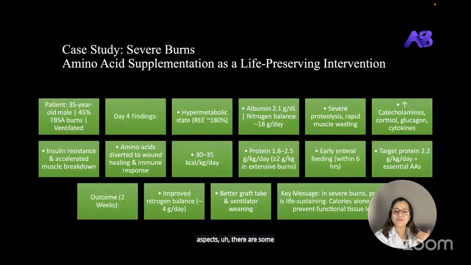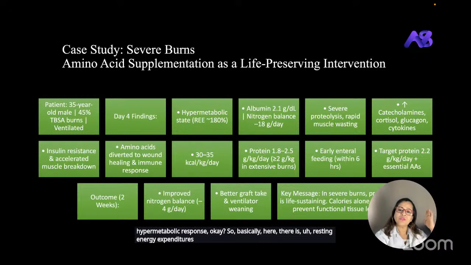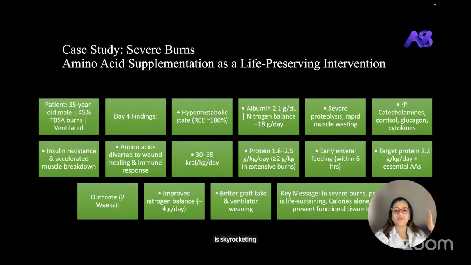There are some case studies which I can take you through. So this is a 35-year-old male who is admitted for burns, after 45% total body surface area burns, and he has undergone fluid resuscitation and is ventilated. Within 48 hours he has developed a hypermetabolic response. Okay, so basically here the resting energy expenditure is skyrocketing, about 180%. Rapid muscle wasting is happening.